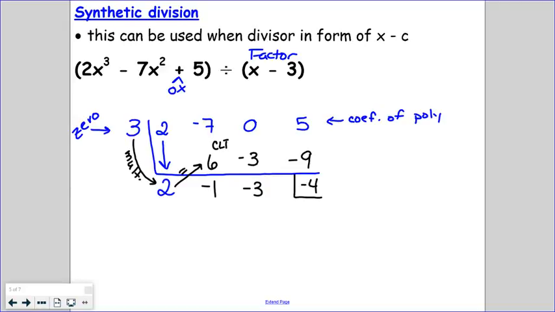Now you notice I just sectioned off that last number. I section it off always. It's not required, but I will always section it off to remind you that this is your remainder.